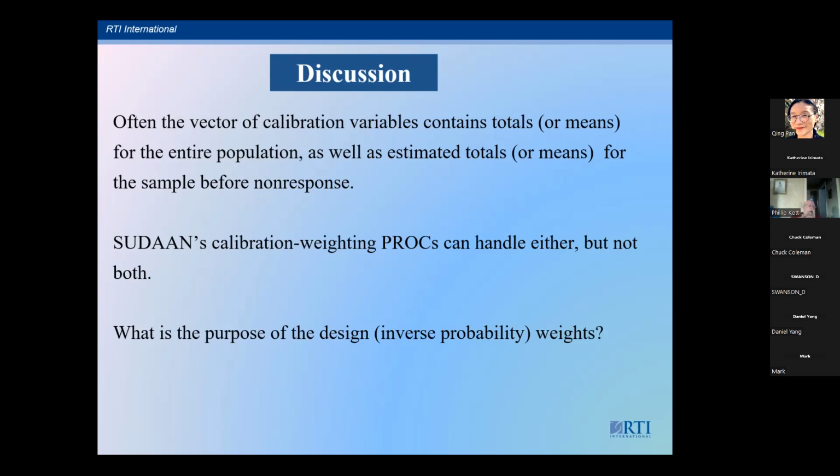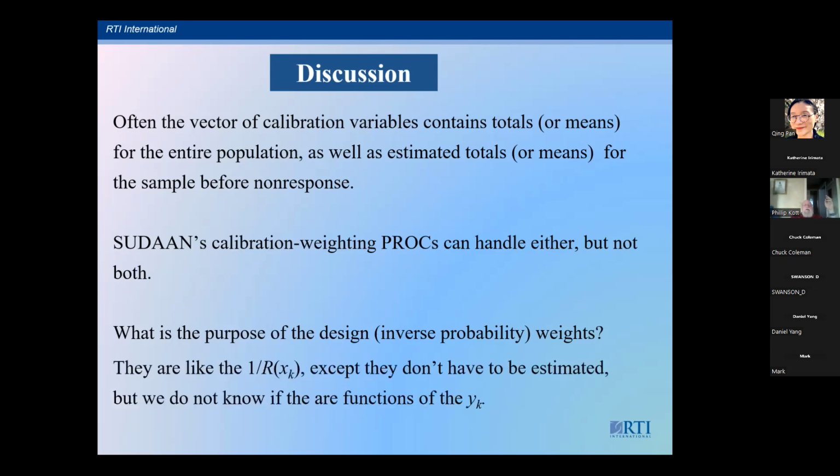Now, one thing that comes out of all of this that is somewhat interesting is: what's the purpose of design weights in the first place? The pattern mixture people generally don't like design weights at all. Remember, there was no design weight at all in their fitting when they made the Y hat. Design weights are actually just like our 1 over R functions. The only difference is you don't have to estimate them from the data. We know what they are from the sample design.